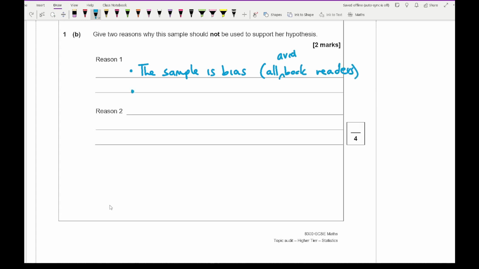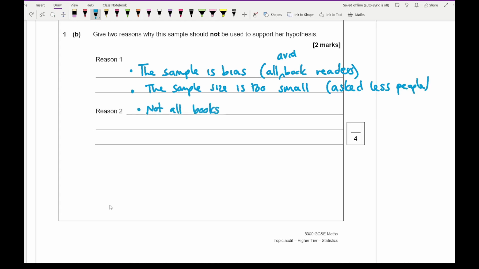You could say something along the lines of that the sample is too small, so the sample size is too small, and she's asked less people, so it'd be better if she asked more people. You could say that not all books will be read at the same rate, or people read differently in terms of their patterns.